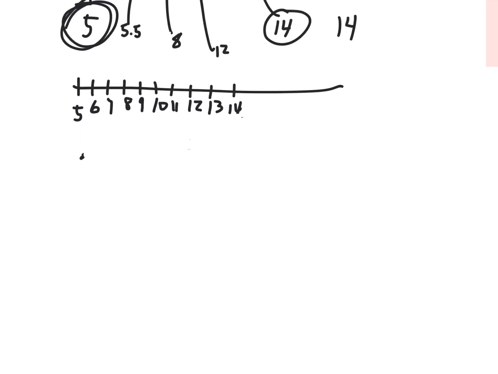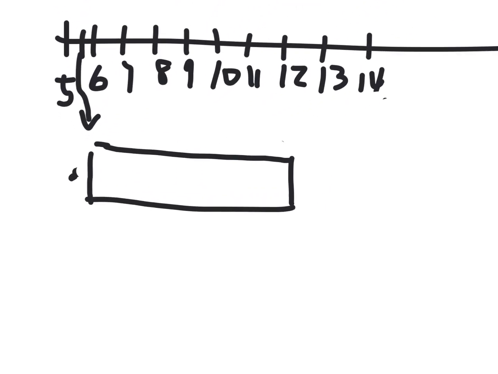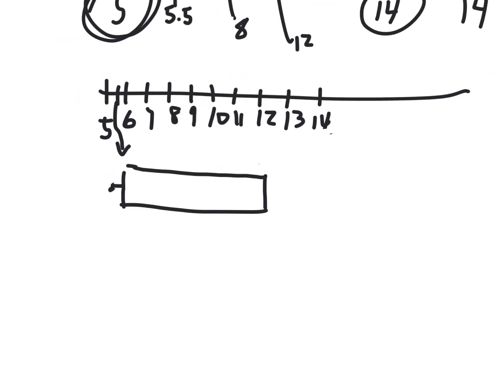So that's the edge of the box at 5.5. See right there? That's the edge of the box. And then it goes all the way to 12. This is a super short whisker on this side. And this whisker is 2 units long.